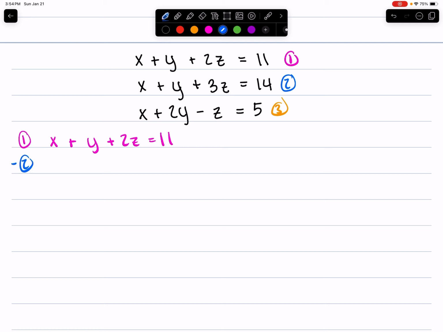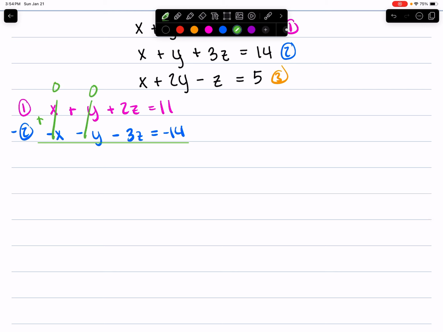When I multiply equation 2 by negative 1, that gives me negative x minus y minus 3z equals negative 14. And then just like we do with regular two variable equations, to eliminate, we add them together. So now the x's cancel out and the y's cancel out. 2z minus 3z is a negative z. And so we get that negative z equals 11 minus 14, which is negative 3. Now you can divide by negative 1 to solve for z, or you can just see what z has to be to make this equal to this. Well, it has to be 3. So z equals 3.